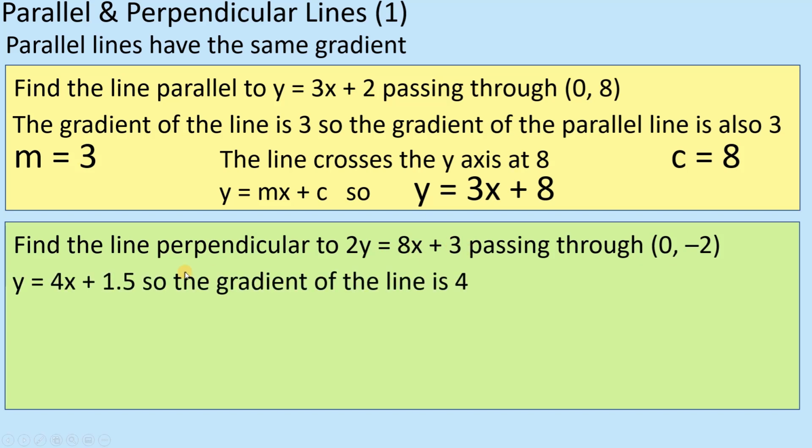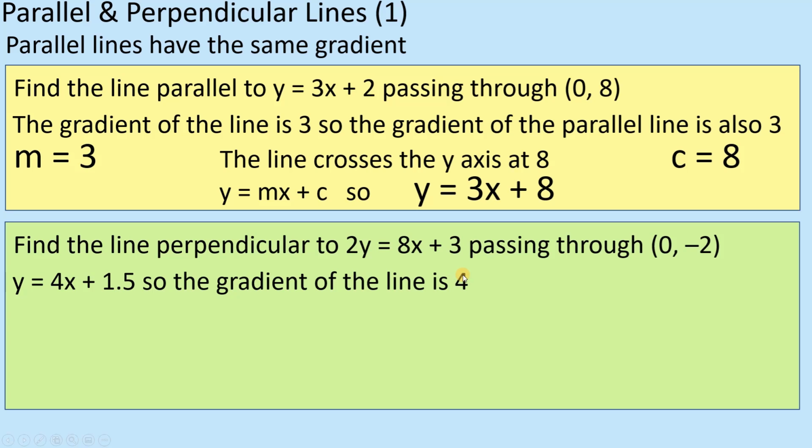So dividing it all through by 2, I've got y equals 4x plus 1.5, which is half the 3. I'm not really bothered about that one that much. I'm really focused on the 4 because that gives me the gradient of the line. So that'll give me the gradient of this line. But I want the one that's perpendicular to it. So the one that's perpendicular is not going to have a gradient of 4. It's going to have a gradient which is the negative reciprocal.